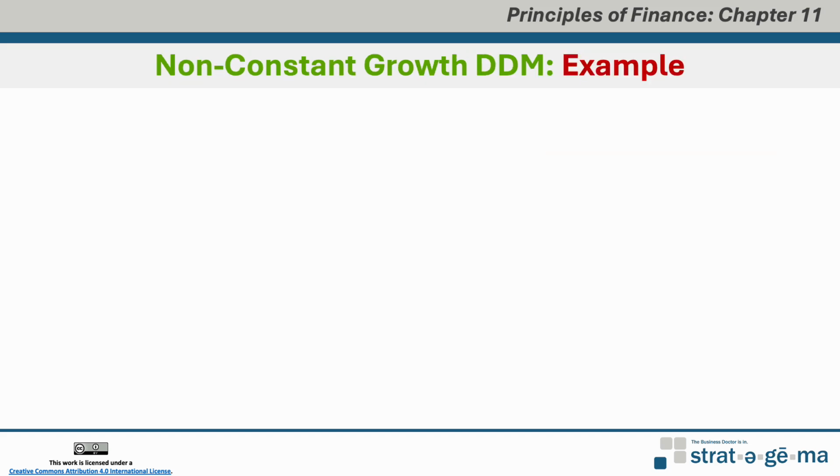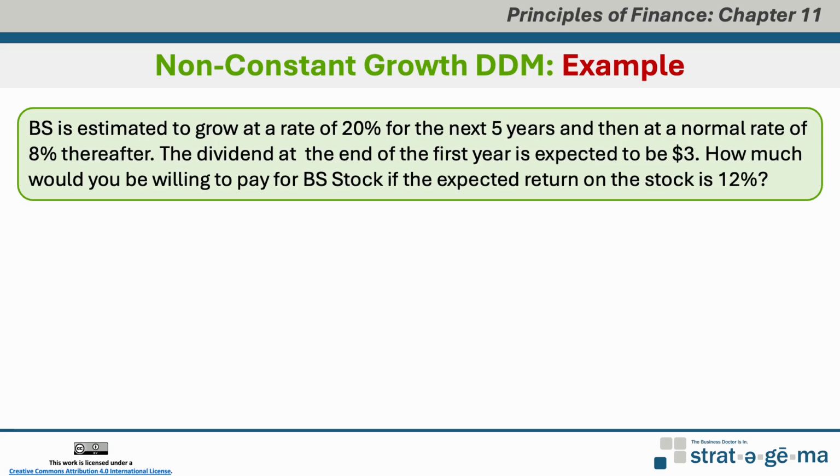Easiest way is to illustrate with an example. Let's say that BS is estimated to grow at a rate of 20% for the next 5 years, and then a normal rate of 8% thereafter. The dividend at the end of the first year is going to be $3. How much would you pay for this stock if the expected return is 12%? So stop the video and see if you can work through this. Give yourself some time. And the hint is to draw a timeline.